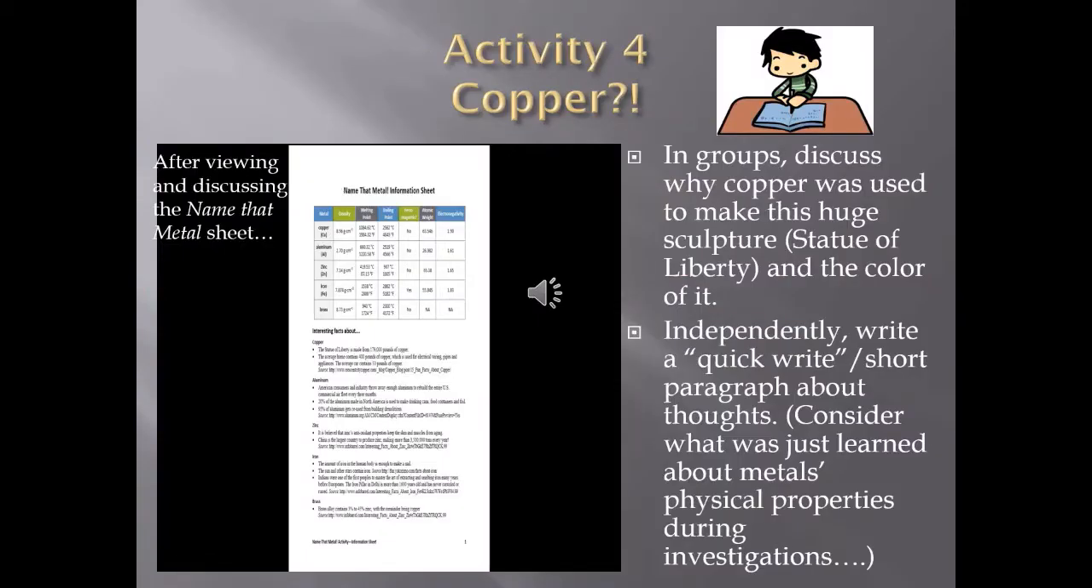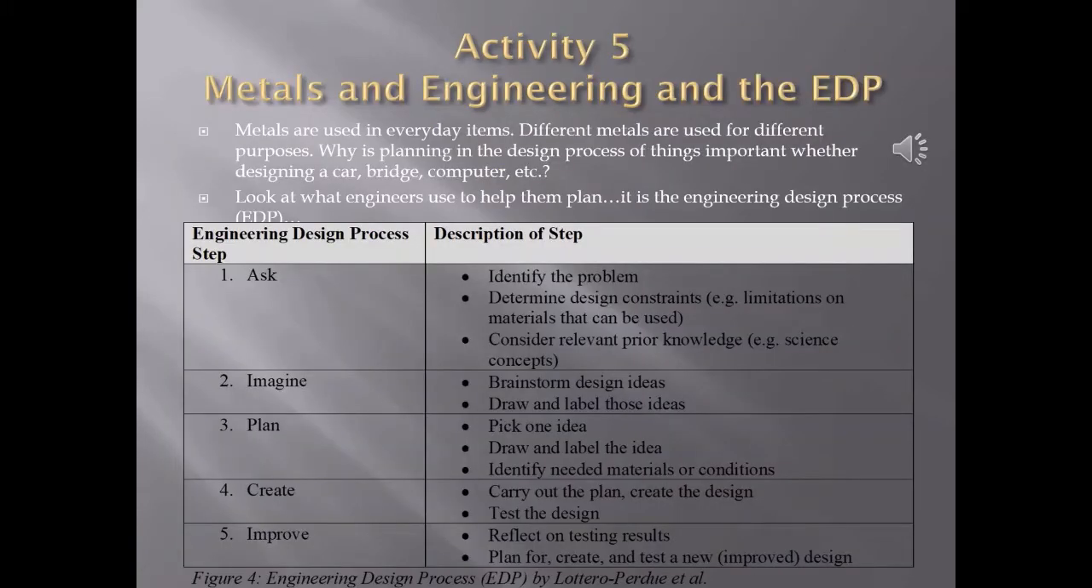After viewing and discussing, name that metal as a whole group, then break into smaller groups and discuss why copper was used to make this huge sculpture, the Statue of Liberty, and the color of it. Independently write short paragraphs reflecting on what was learned during the investigation. Discuss that metals are used for different purposes, and it's important to have that in mind when planning the design of a car, bridge, computer, and so forth, and introduce or review the engineering design process.